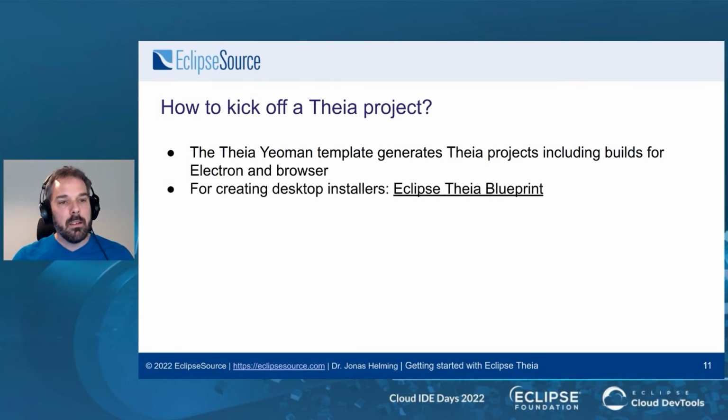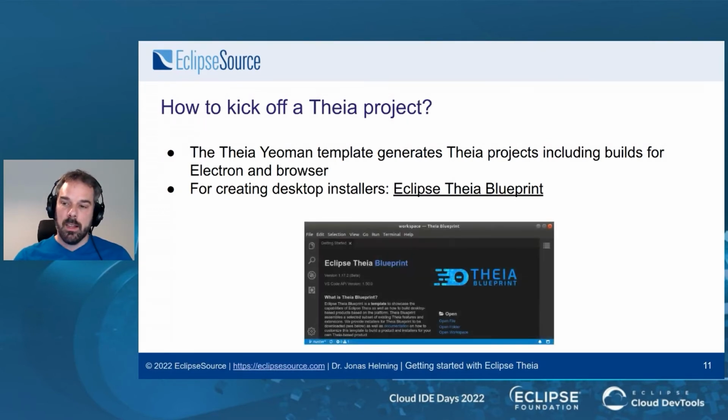If you want to create a desktop installer or a desktop-based tool, you can also start with Eclipse Theia Blueprint, the tool I mentioned before. It's open source. It's part of the project, so you can just fork that or use it as a template to build your own desktop-based tool, including installers for all major operating systems. And that's a screenshot of Theia Blueprint.